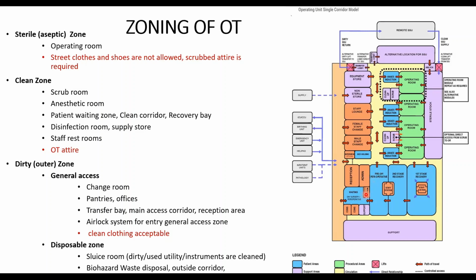So what are the general access areas? They include the changing room, where you go into the OT and change your clothing before entering the clean zone, and the reception counter. This area is considered general access area. The airlock, through which the patient goes into the operating theatre clean zone, is also considered an outer or general access area.